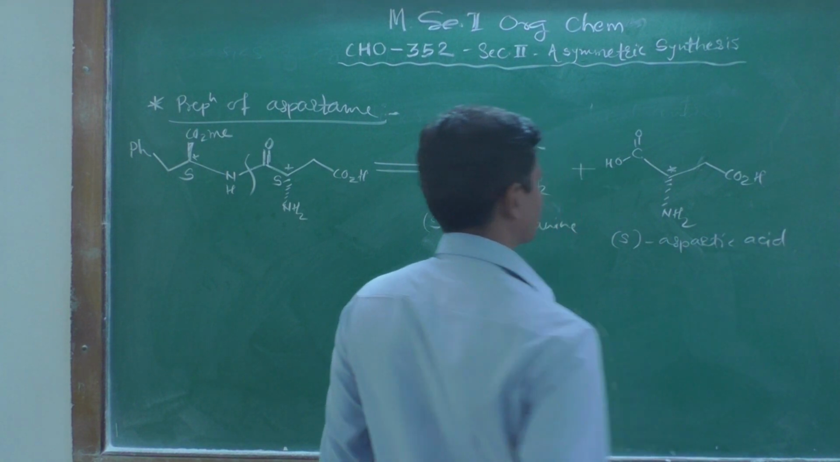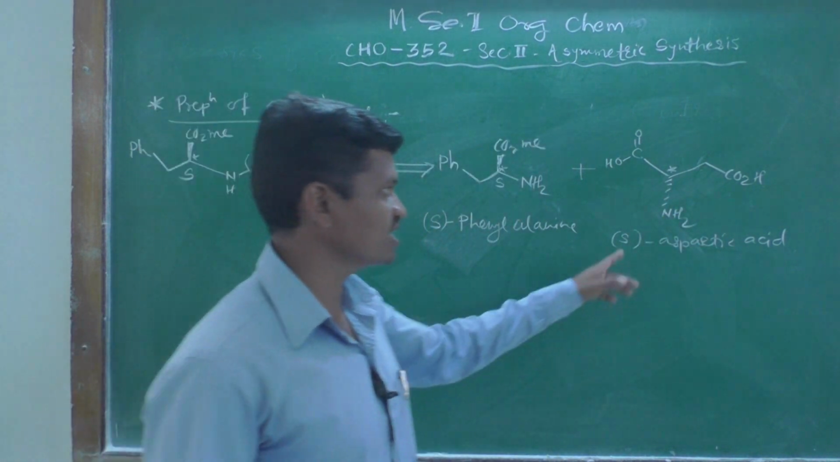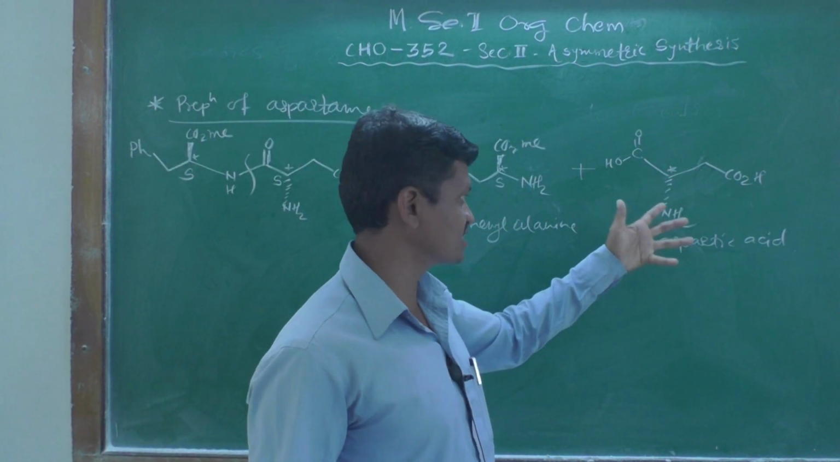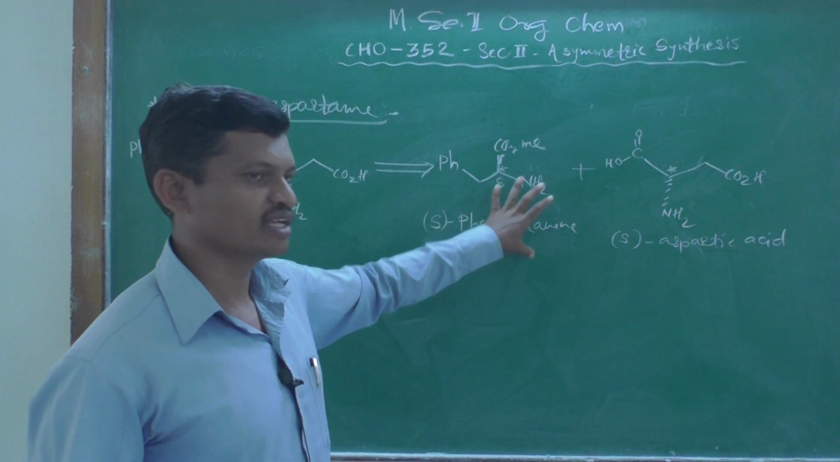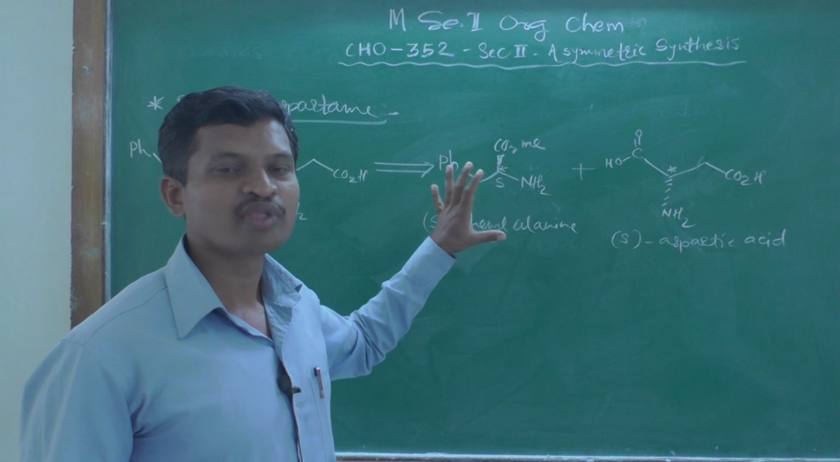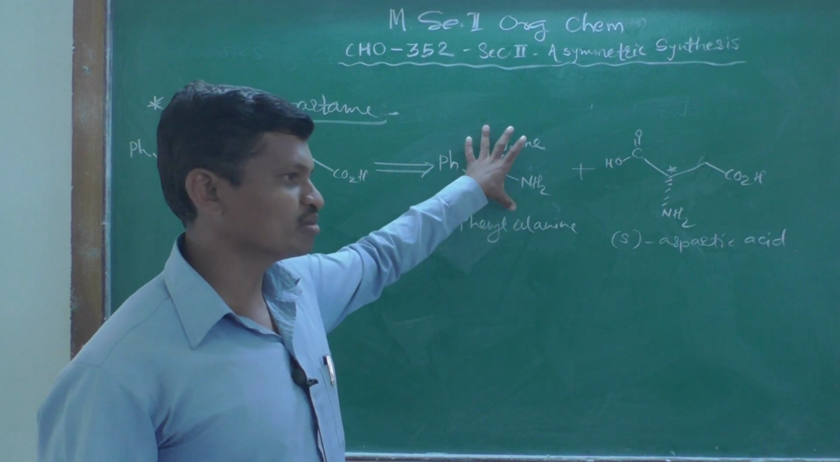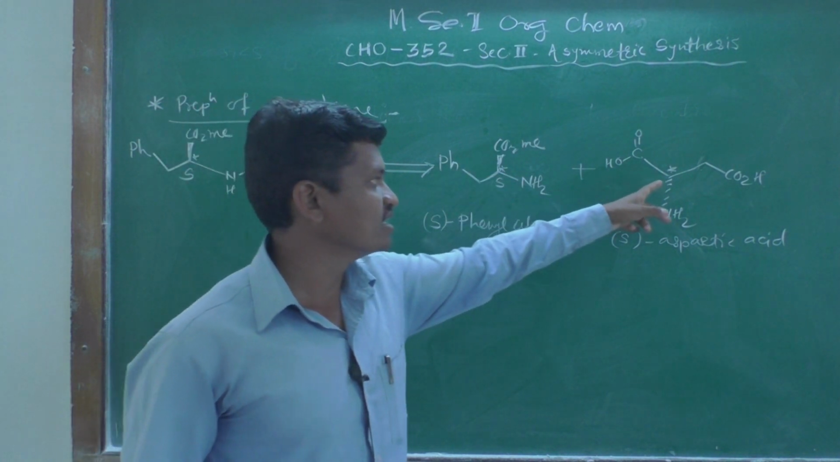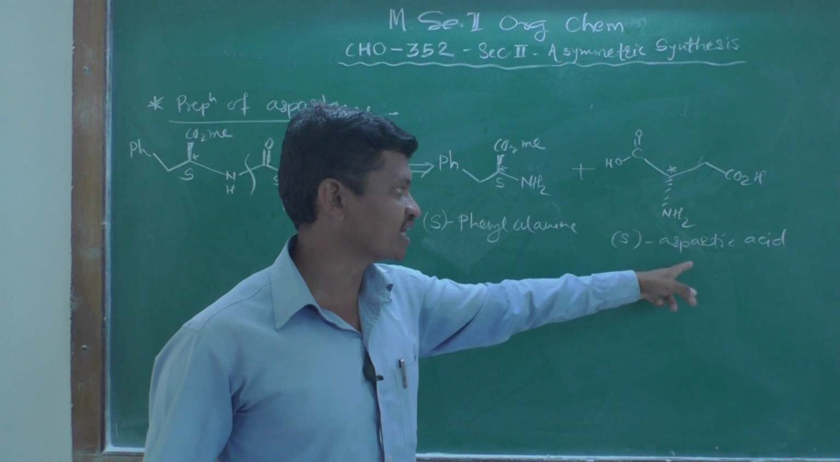Yes, aspartic acid. So it's a dicarboxylic acid and the name is aspartic acid. Why S? Because the stereochemistry of this chiral center is S. So it's an S-phenylalanine, a naturally occurring amino acid, and it's a methyl ester. So the stereochemistry is retained, and the stereochemistry of this carbon is also retained in the naturally occurring aspartic acid.